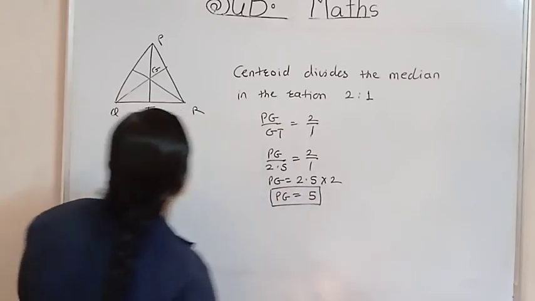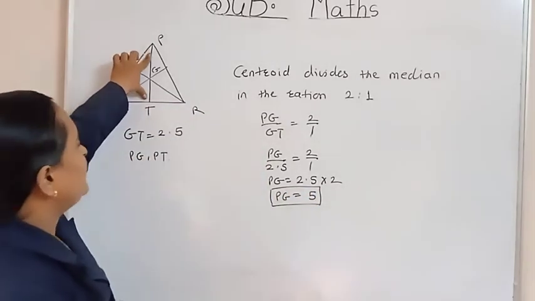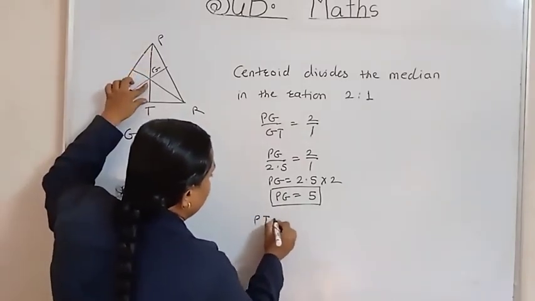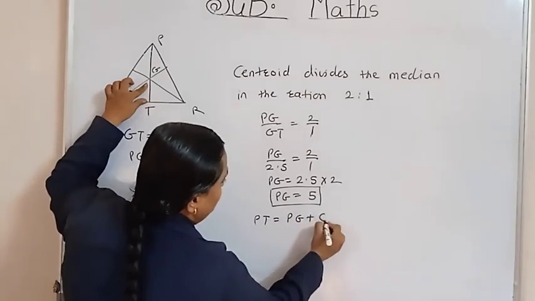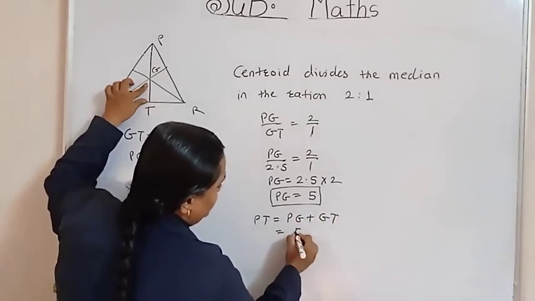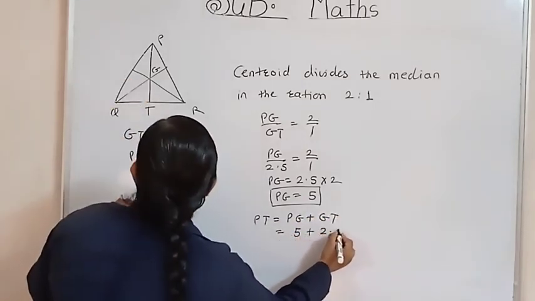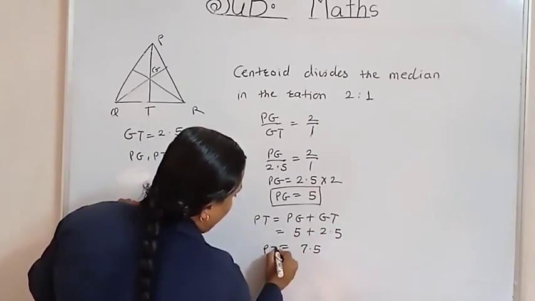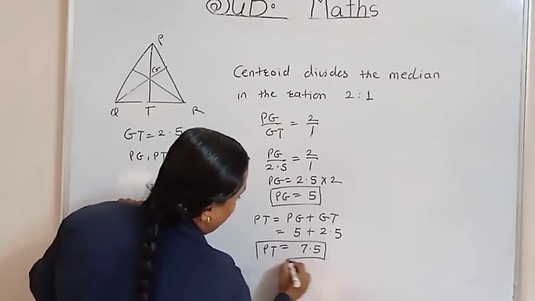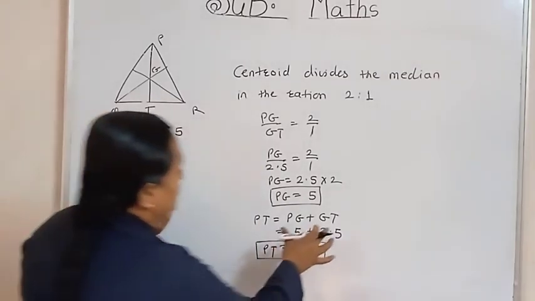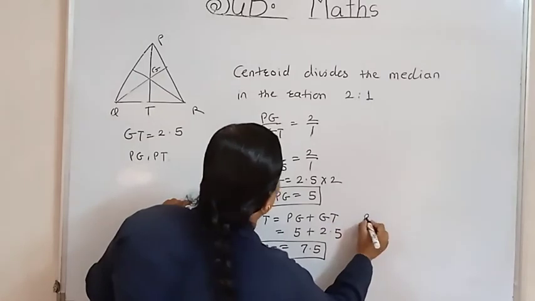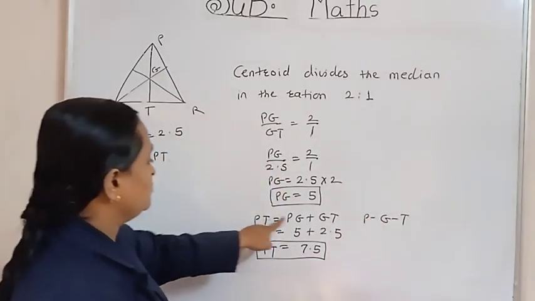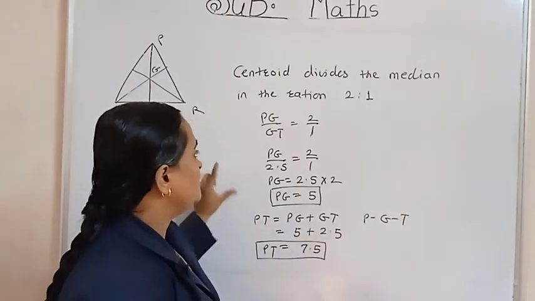Now the second thing we have to find is the PT value. PT is the sum of PG plus GT. PT is equal to PG plus GT. PG is 5. GT is 2.5. Addition will be 7.5. Now PT is equal to 7.5. In this way you can get the answer. Here the reason you can write is P-G-T. Therefore we have written PT is equal to PG plus GT. Easily you will get the answer.